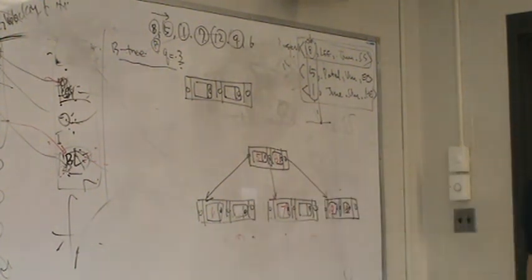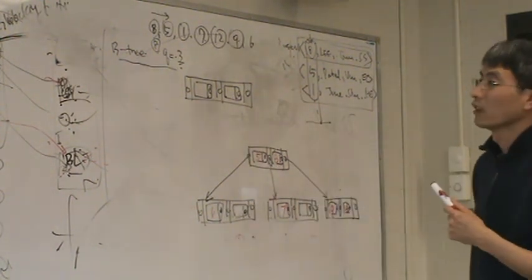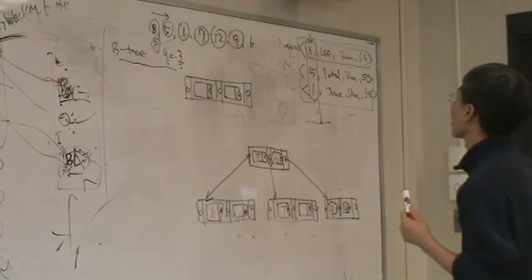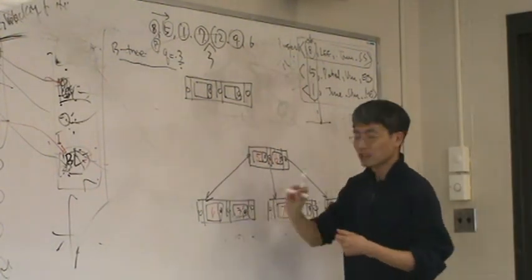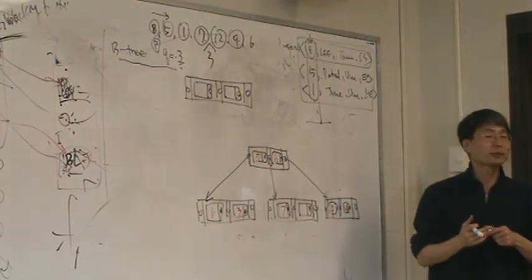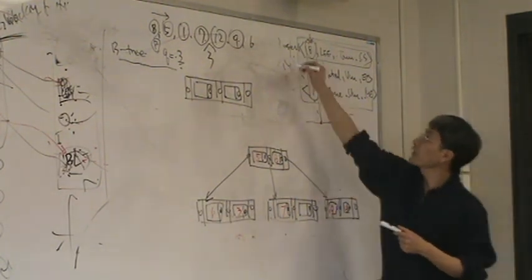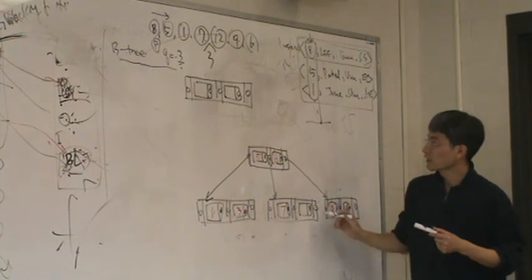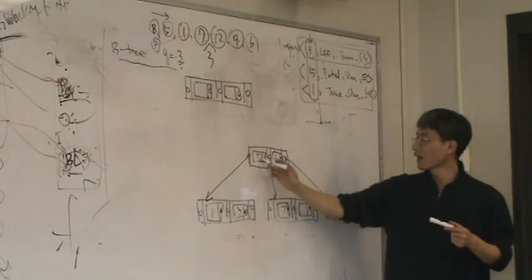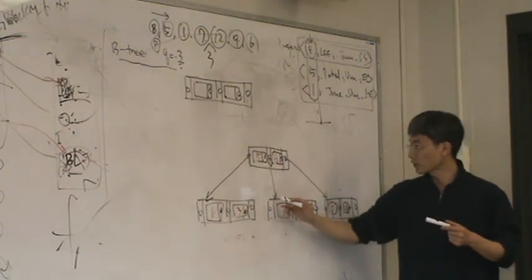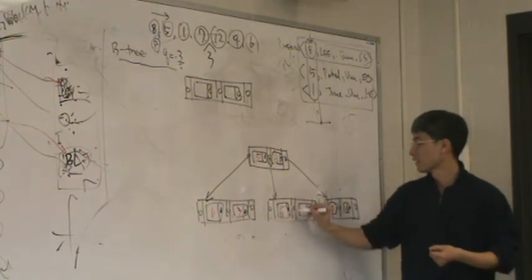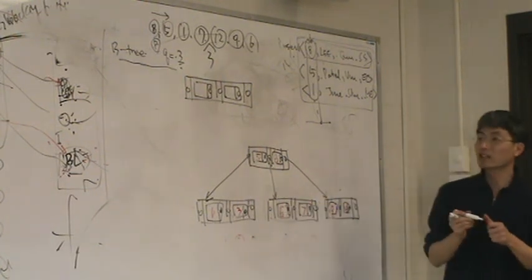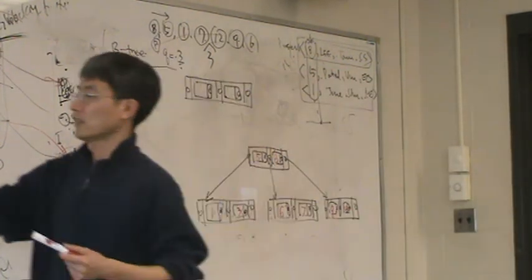I think we missed one thing. 3. Where's the 3? 7, 3. Fortunately, there's no problem. 3. Okay. Then the last one is the 6. 6 is bigger than 5, less than 8, so goes to this one. So we have a space. That's it. And that is the result of this.